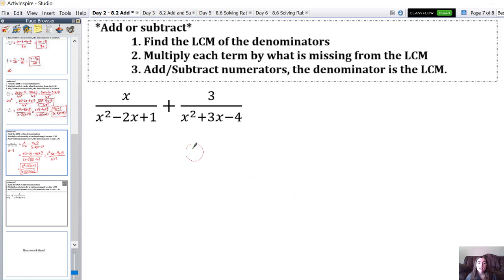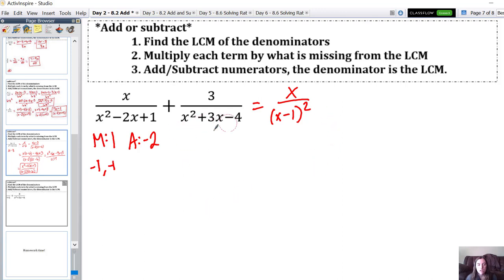In this next example, we need to factor both of the denominators. Starting with the one on the left, I need to see what multiplies to 1 that adds up to negative 2. The factors of 1 are just 1 times 1, but I'm adding up to negative 2, so it's going to be negative 1 and negative 1. So on the left side, we have x minus 1 squared.